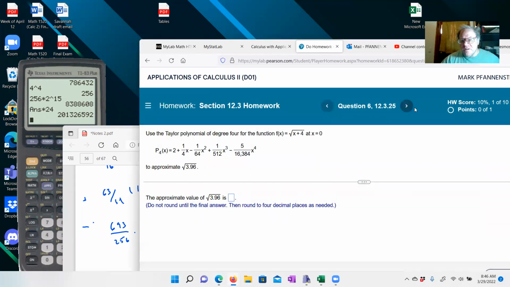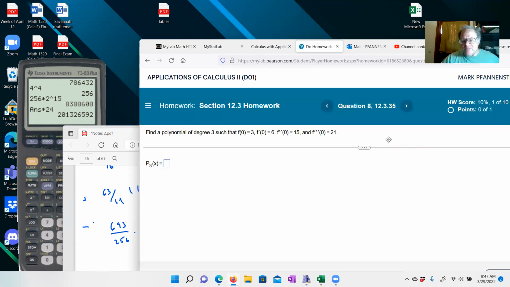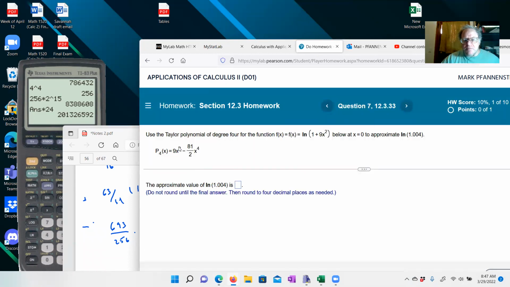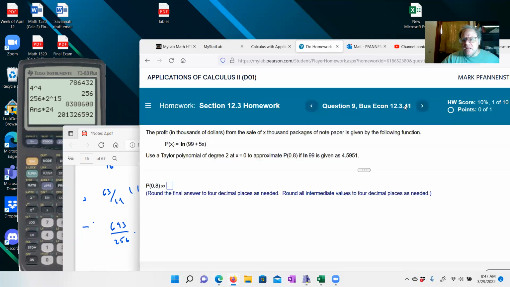Notice they're all at 0 so far, so we're just doing Maclaurin series. Honestly, with 4 to approximate, we're going to plug in 1.004 when we get there. It's close enough to 1. Okay, we'll do this one. Type this in. They give us this, so we just type in 1.004 here, and we'll just keep going with that. Polynomial degree 3, where they give us all the derivatives. Thank you very much, I think.